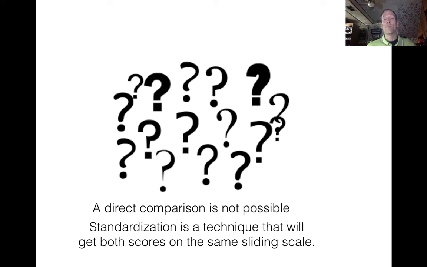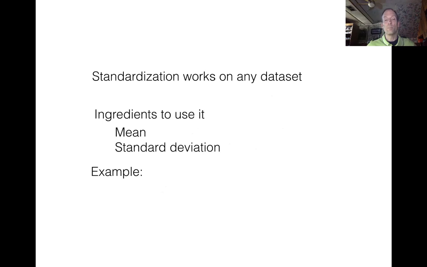Standardization is going to take both test scores and get them on the same exact sliding scale for comparison. Now, standardization will work with any data set that you can possibly come up with. There's only 2 things that we need to operate standardization. We need to know the mean of a data set and the standard deviation of the data set, and then we can make standardization work.